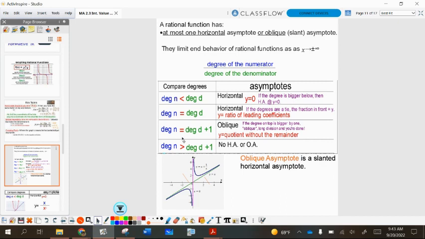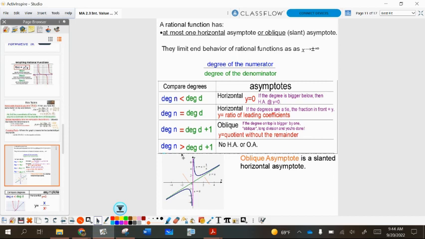Now, if the degree of the numerator is equal to 1 more than the degree of the denominator, so the degree of the numerator is bigger by 1, then we have an oblique asymptote. It's y equals the quotient without the remainder. So we're going to see an example of that where we do long division. The quotient, the answer we get without the remainder, will be the equation of our oblique asymptote. So what's our rhyme there in purple? If the degree on top is bigger by 1, oblique, long division, and you're done.